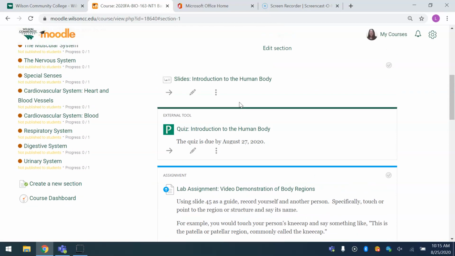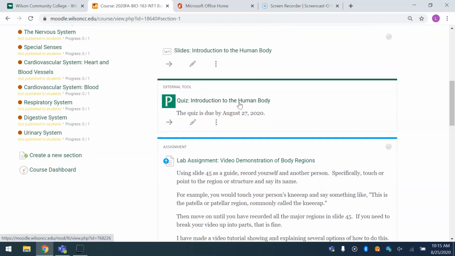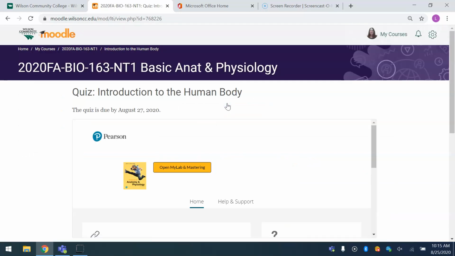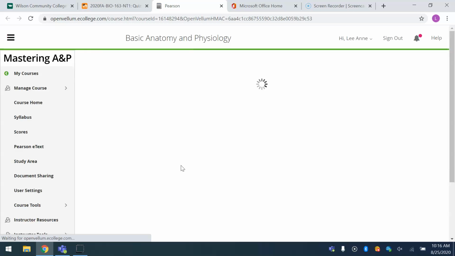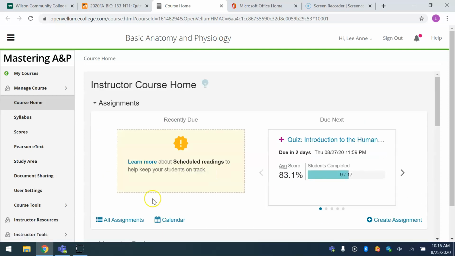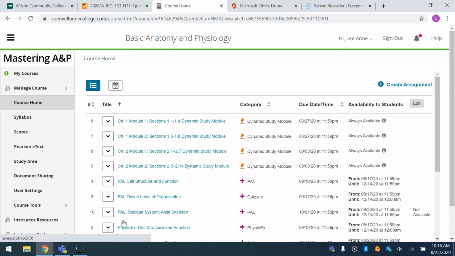But the other thing is, the first thing you have to do that's due by August 27th is this quiz. So when we click on this link, it takes us to Mastering. We go into Mastering. And some of you are probably just doing the quiz. Well, that may not be the best way to help you do well on the quiz. I have posted some things that are not graded, but that are still very helpful.